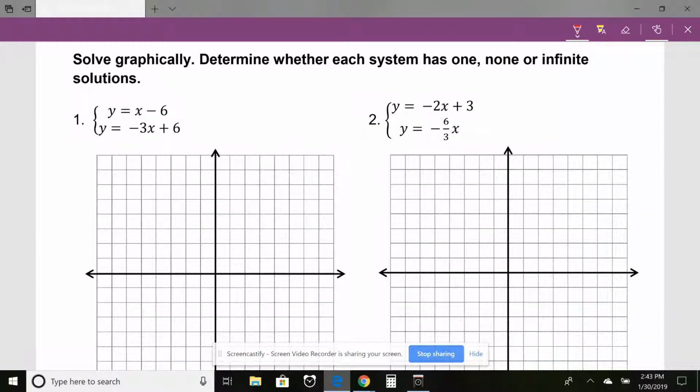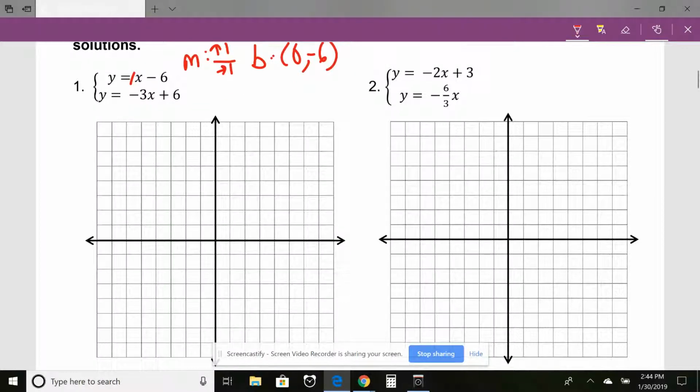Now, in the first one, we have y equals x minus 6 and y equals negative 3x plus 6. So again, they're both in slope-intercept form, meaning that I can graph them. So in the first one, remember that invisible 1 is in front of the x. So my rise over run is up 1 over 1. And my starting point is at 0, negative 6. So I'm going to graph this 1, 2, 3, 4, 5, 6, and go up 1 over 1 to make my straight line.